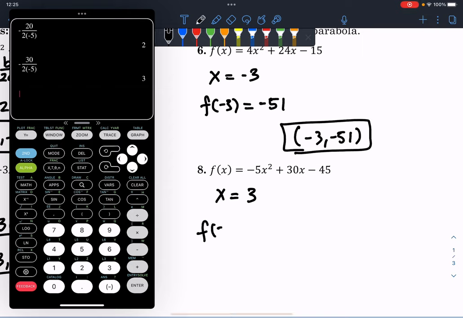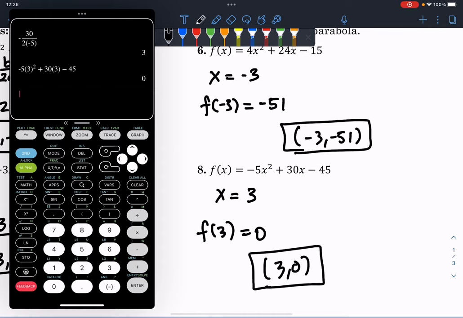Now let's plug that in to figure out the y value. I could just write it into our calculator here. So negative 5 times 3 squared plus 30 times 3 minus 45. That equals 0. So there you have it.